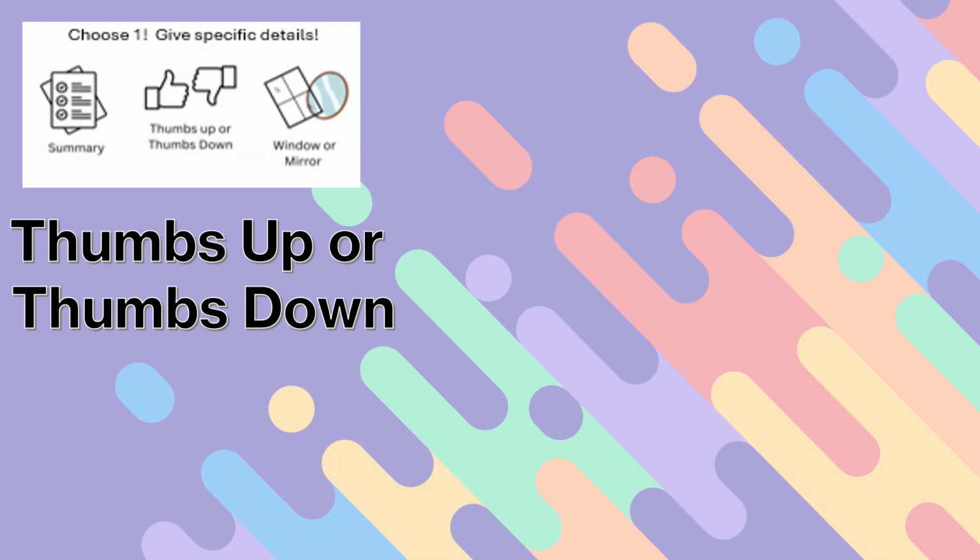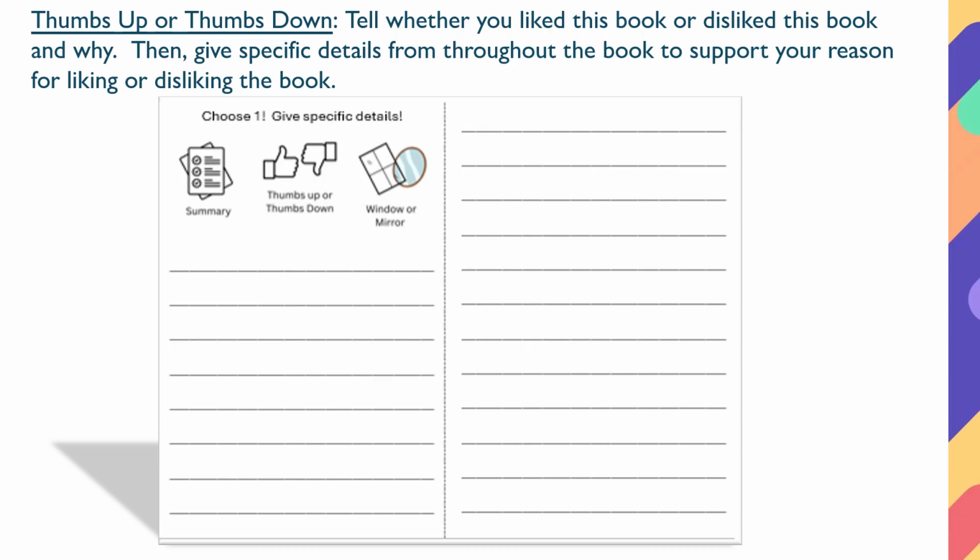All right, the next one we're going to talk about is called thumbs up or thumbs down, and it's that middle one right here. This is a great one to choose if you want to tell how much you loved a book or how much you didn't love a book. So for this one, just like before, you're going to give specific details. It says, tell whether you liked this book or disliked this book and why. Then, give specific details from throughout the book to support your reason for liking or disliking a book.